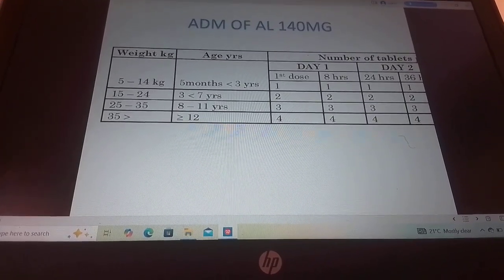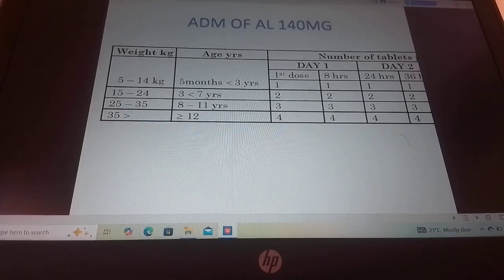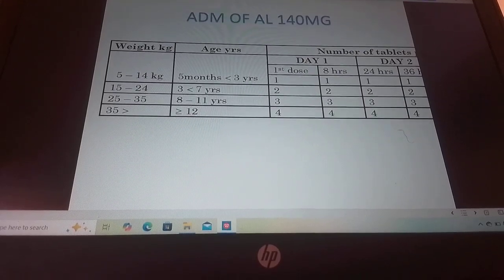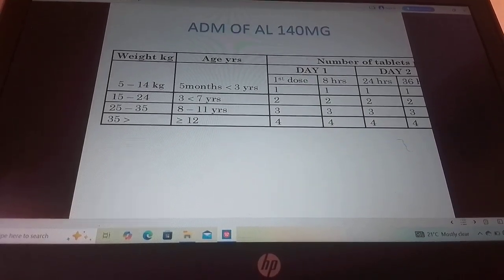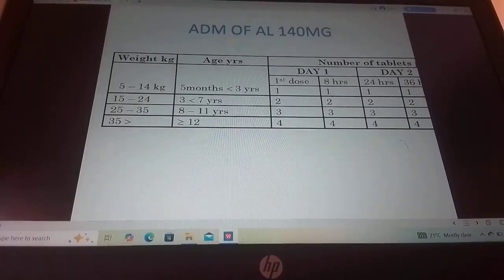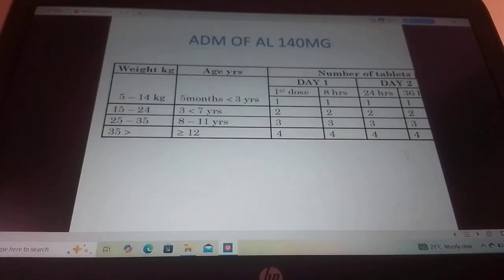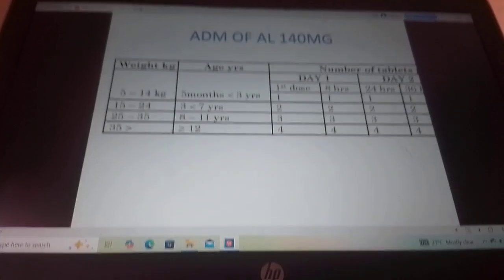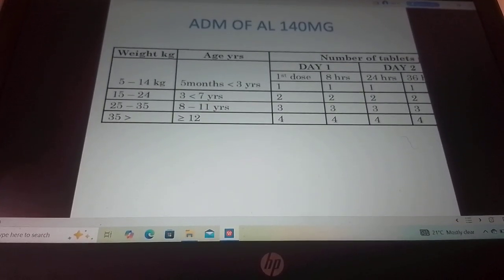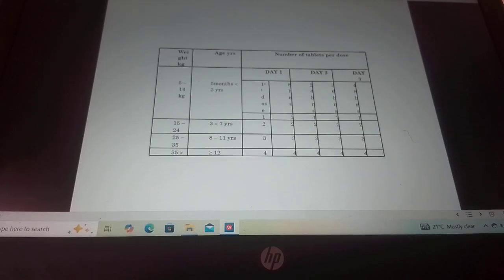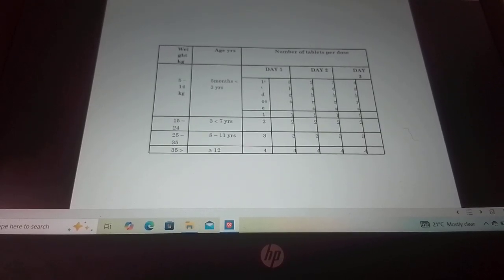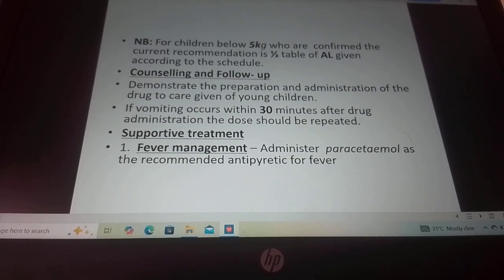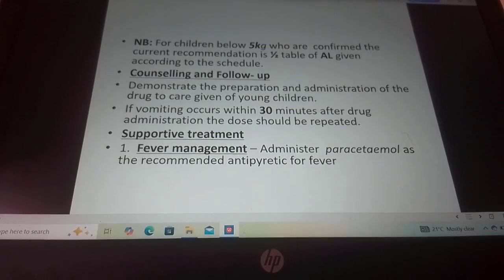And in pregnancy, mostly you are going to deal with 35 kgs and above, so they are going to take 4 tablets at 0 hours, then at 8 hours, and at 24 hours, so this is 24 hours from the first dose. So if they are taking 4 tablets at 0 hours, then the third dose is taken 24 hours after the first dose. So this is the one that is narrowed down. Now for children below 5 kgs who are confirmed, the current recommendation is a half tablet of the AL given according to the schedule.